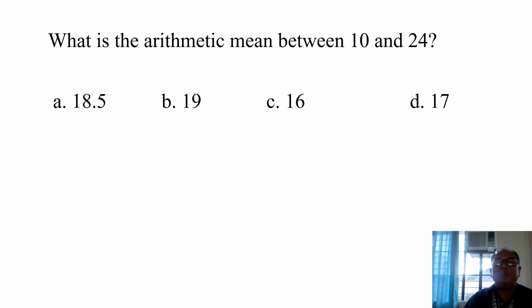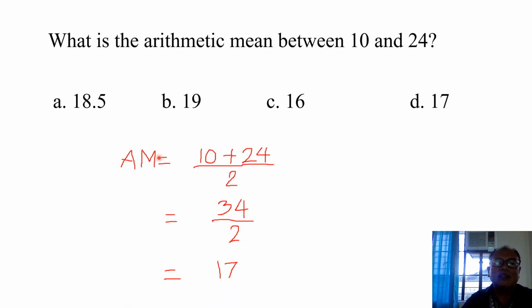What is the arithmetic mean between 10 and 24? If we are given this kind of problem, we are just simply getting the arithmetic mean. I need to say there is only one unknown or blank in between 10 and 24. So we can do that in this way. We simply add the two and then divide by 2. So that is 10 plus 24, the sum is 34, and then divided by positive 2. So 34 divided by 2 is 17. So therefore, the answer is letter D. That is equivalent to 17.